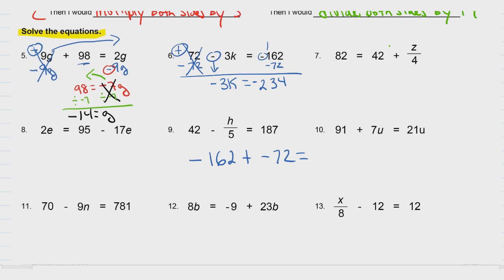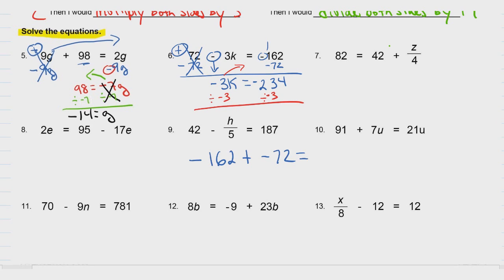Alrighty, and that's the rule when you're adding positive and negative numbers. You add them if the signs are the same. You subtract if the signs are different, but you always take the sign of the larger number. Now, we need to move the 3 over to this side because the 3 wants to get away from the k and join his buddy, the negative 234. And we already talked about this. Negative 3k is multiplication, so the opposite operation would be division. So you're going to divide both sides by negative 3.